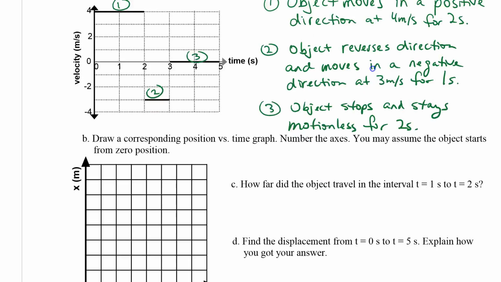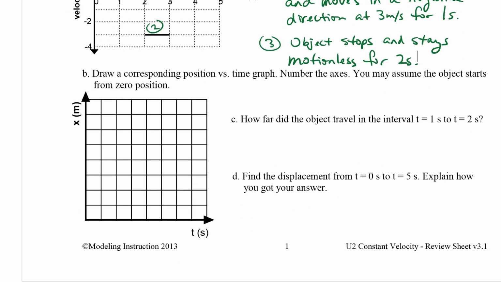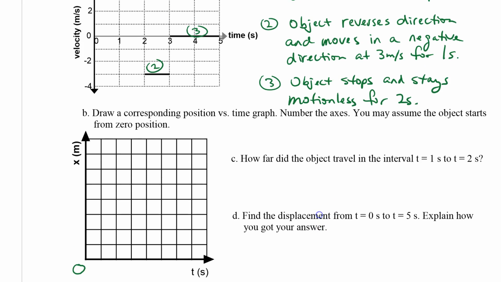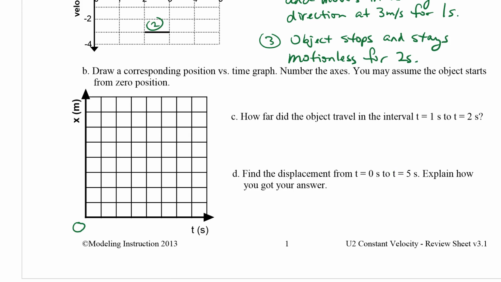Now it says draw a corresponding position versus time graph, number the axes. You may assume the object starts at a 0 position, so we're for sure going to start at a 0. Now before I number things, I just have to think about what's the maximum we're going to get. Well, first of all, the time's kind of an easy one. The time goes up to 5 seconds. Well, maybe I'll go 1, 2, 3, 4, 5. So we won't use all our space, but if I doubled it, I'd run out. So I'll go like that. So each tick means 5 seconds.